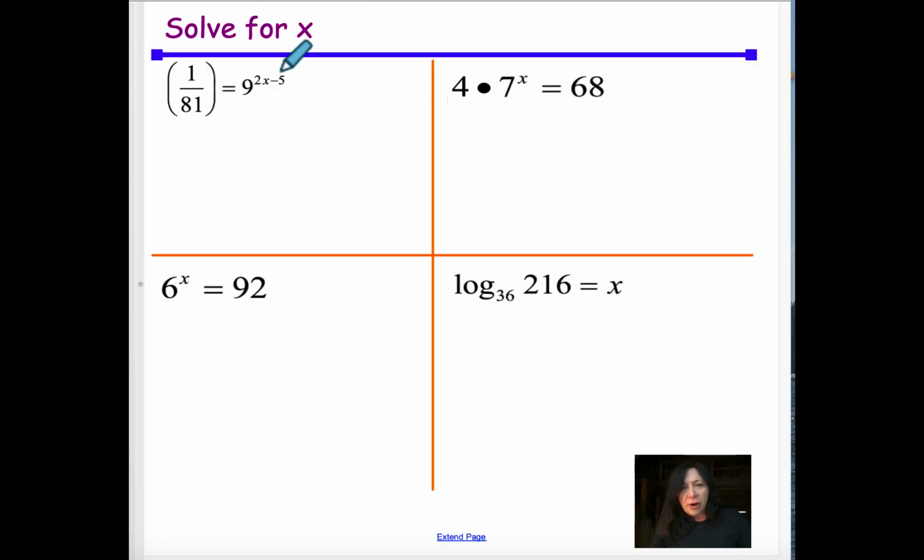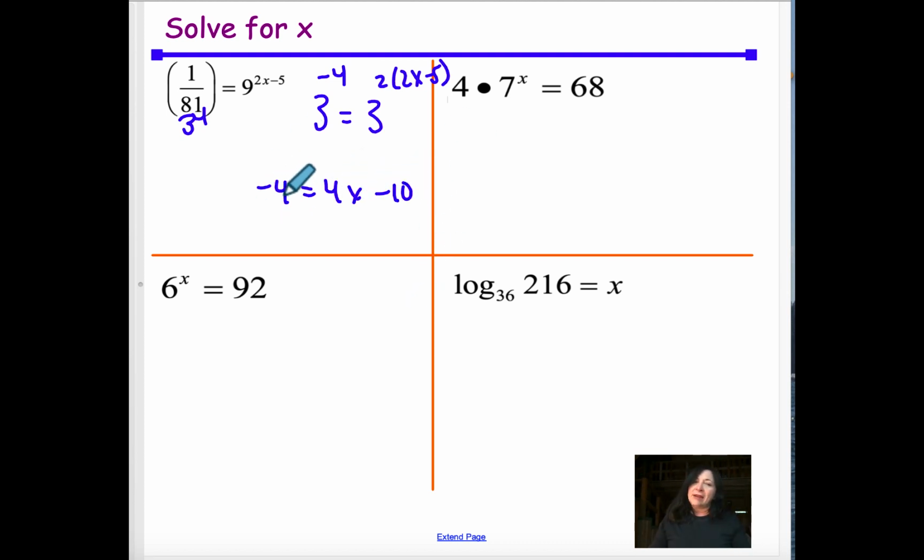For this problem here, I can get the bases the same. I notice that this is 81, which is 3 to the 4th. And then if I bring that up to the top, I get 3 to the -4th power equals, and 9 is 3 squared, to the 2x minus 5. And then that's going to be -4 equals 4x minus 10. I'm going to add 10 to both sides, so that's going to be 6 is equal to 4x. And then x is equal to 6 over 4. Dividing by 2, I get 3 over 2. And then you just put that in solution sets.